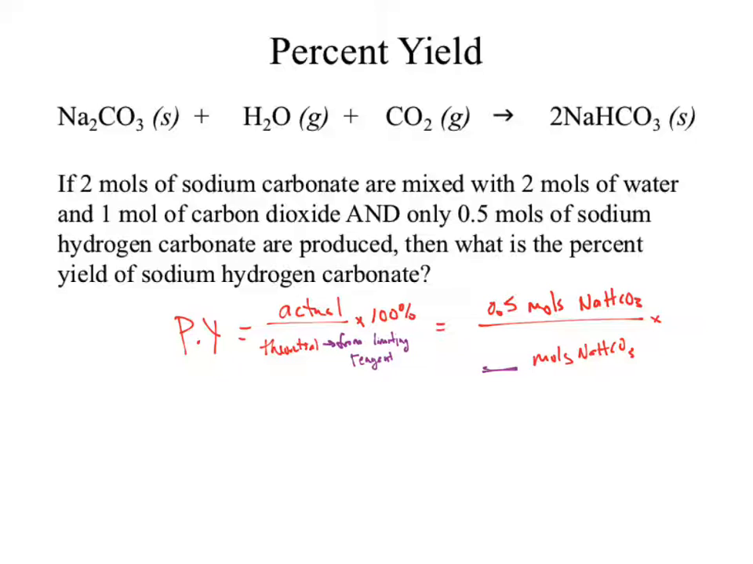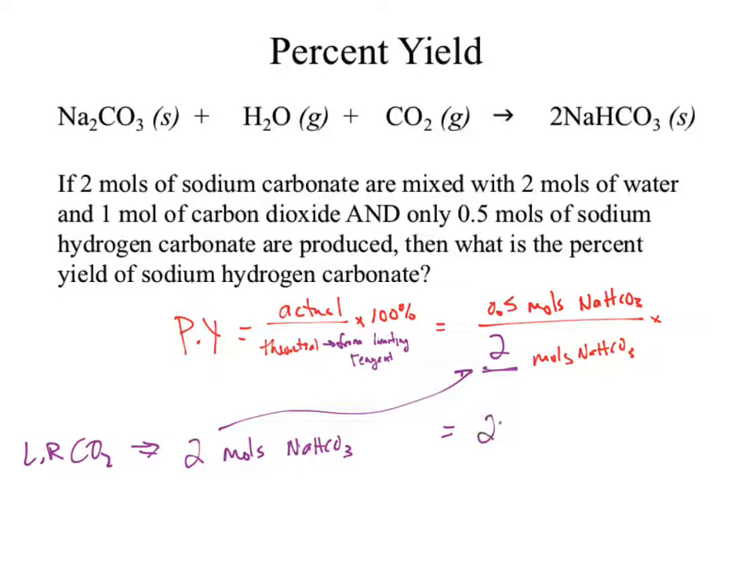Did we do a theoretical yield calculation already for this question? Yes. And in that we found the limiting reagent was our carbon dioxide, which then resulted in 2 moles of our sodium hydrogen carbonate. We can sub the 2 in. We get 0.5 divided by 2, and our answer becomes 25% yield.